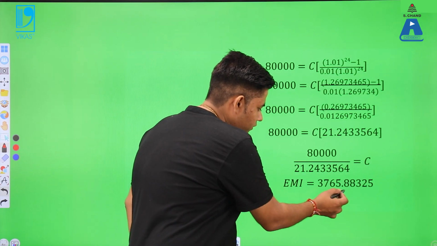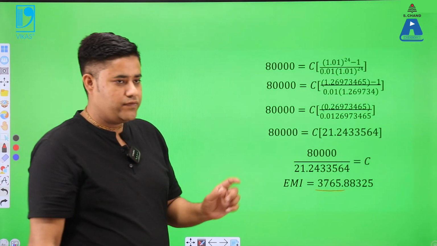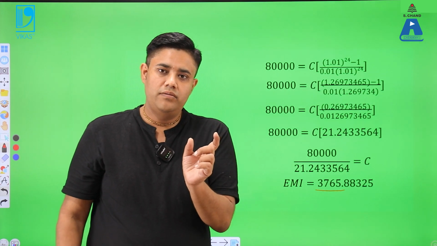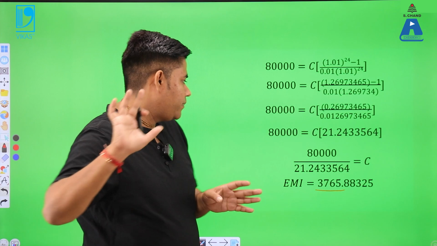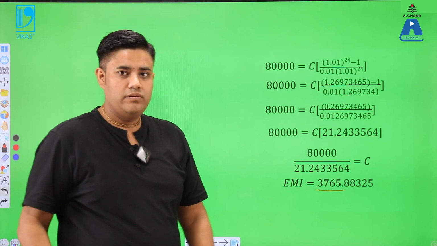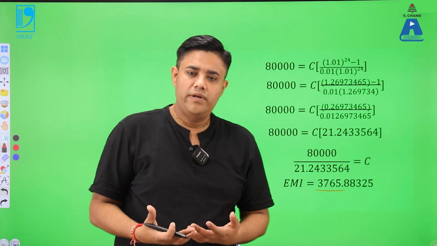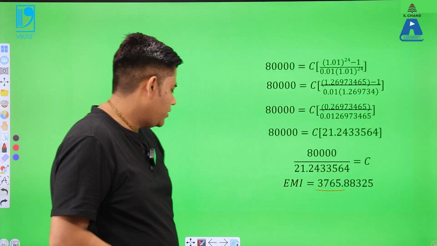So here you put in the value and find out the value of C. We'll get this value of 3765. So 3765 is the monthly amount that you will be paying to the bank, so as to get a final value which is the present value of 80,000. Depending upon the rate being offered, you can calculate that particular amount easily.